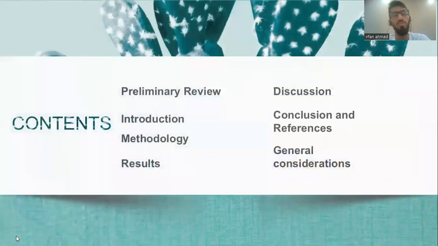So now let's talk about the content of this presentation. The content includes the preliminary review, and how we can do the preliminary review. The second is how we can critique the introduction part, then the methodology part, results part, discussion, conclusion, references, and the general considerations overall about the article. So these are the contents of today's presentation.